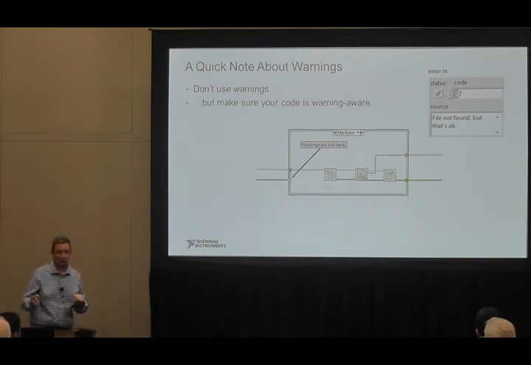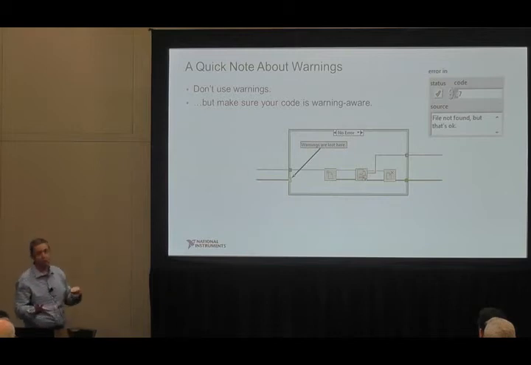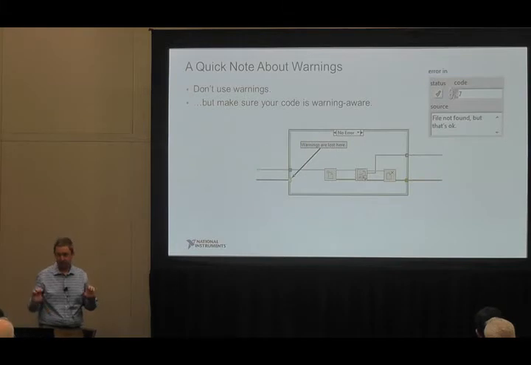Now, I'm telling you guys not to use warnings in your APIs. I'm not telling you to just blanket ignore all warnings. There might be some warning in some API that you are interested in, and how hard is it to just wire that error wire across? It's not that hard, and when you do, you'll maintain warning information on the error cluster. So try to avoid adding warnings to your APIs, but make sure your code is warning aware so that you don't lose them in the event that they are there. That's all I have to say about warnings.